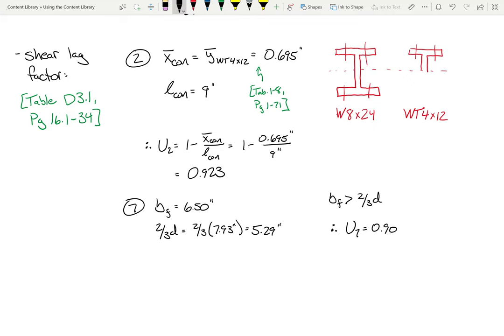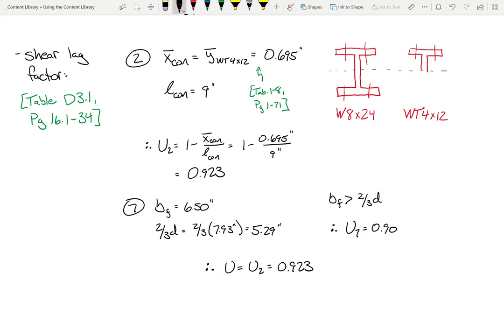0.9. Make sense? Okay. Well, if that's the case, then what's our U value? Which U value are we going to use? U2. The bigger one. Remember, we said if U is calculated per case 2, the bigger one's better to use. That's 0.923, that's 0.9. So therefore, U is going to be U2, 0.923. Everybody okay with that?